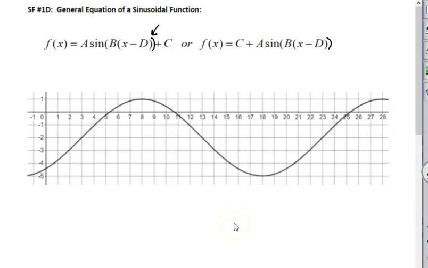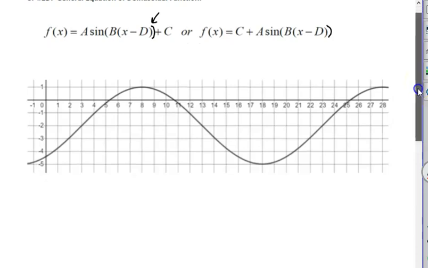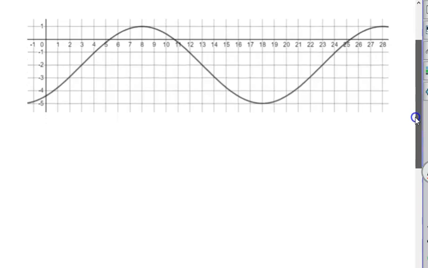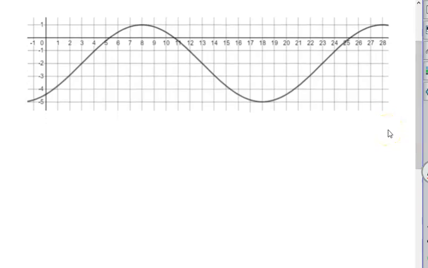Now let's put everything together and learn how to write the equation for any sinusoidal function. I'm going to overlook the equation up here and look at the graph first. So let's go back and look at how we are going to start analyzing the graph of a sinusoidal function. We want to look at 5 key points on the x-axis and 3 key points on the y-axis.